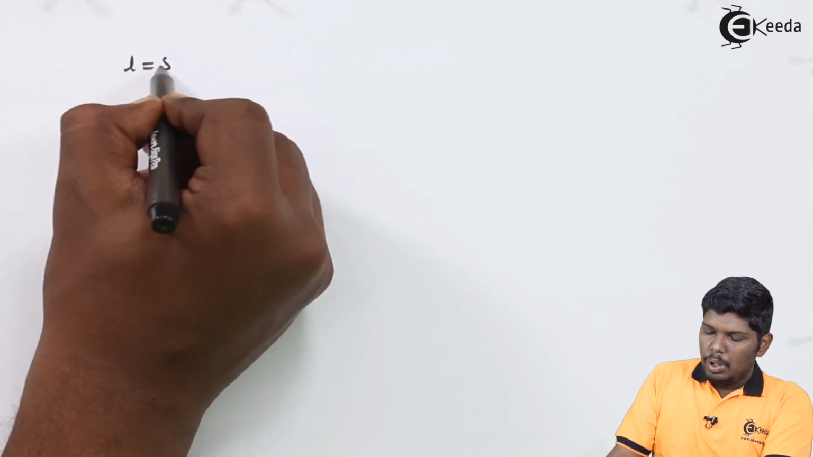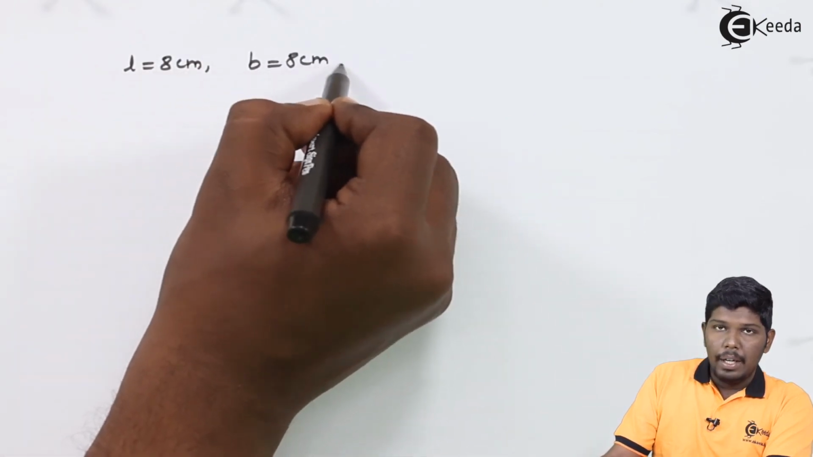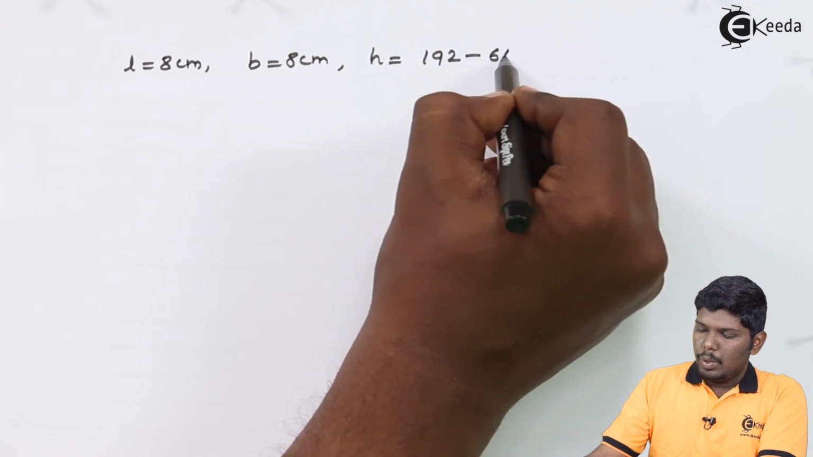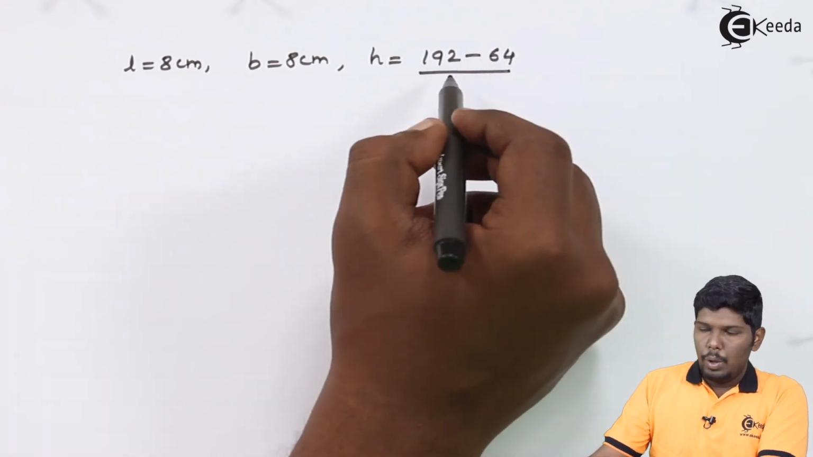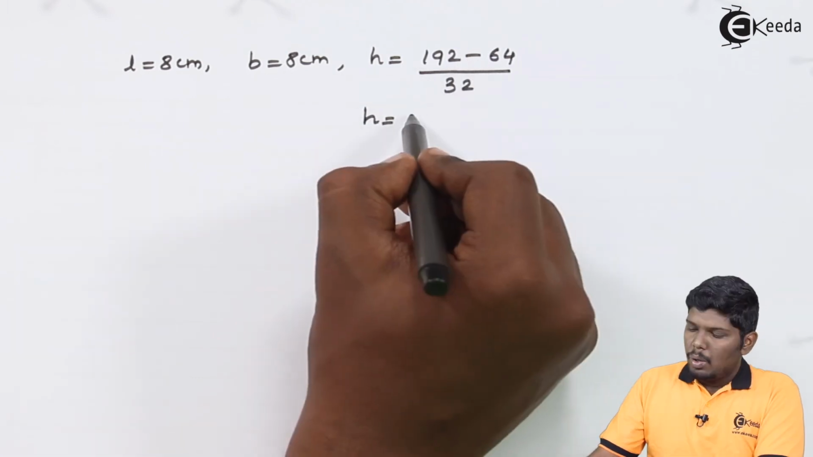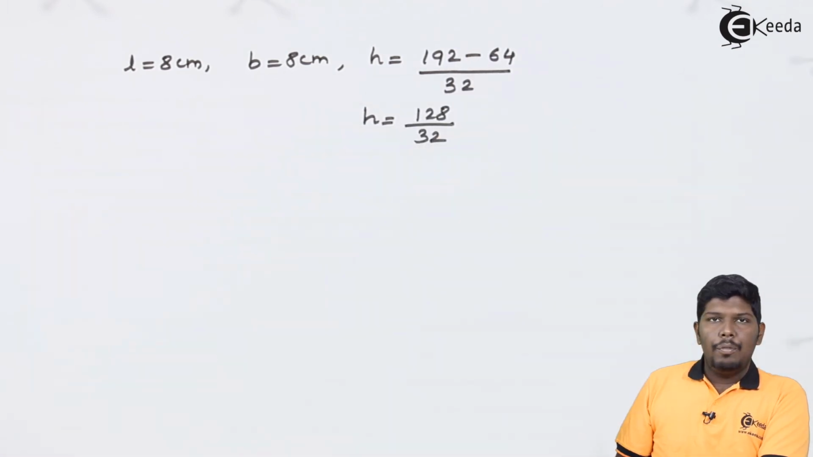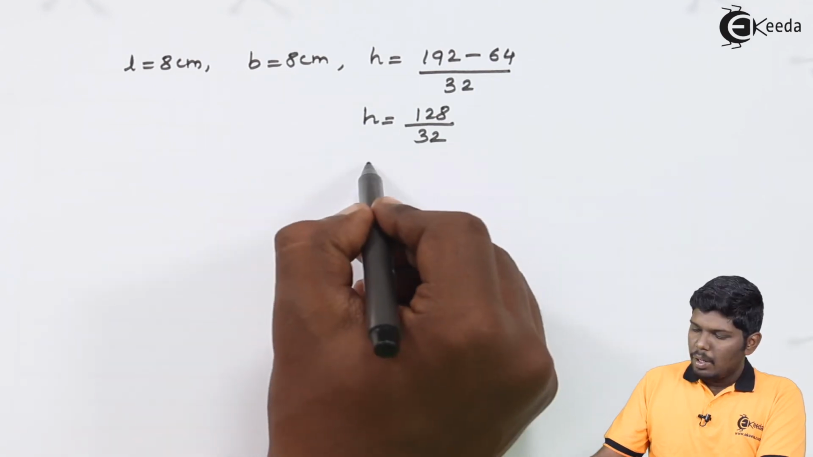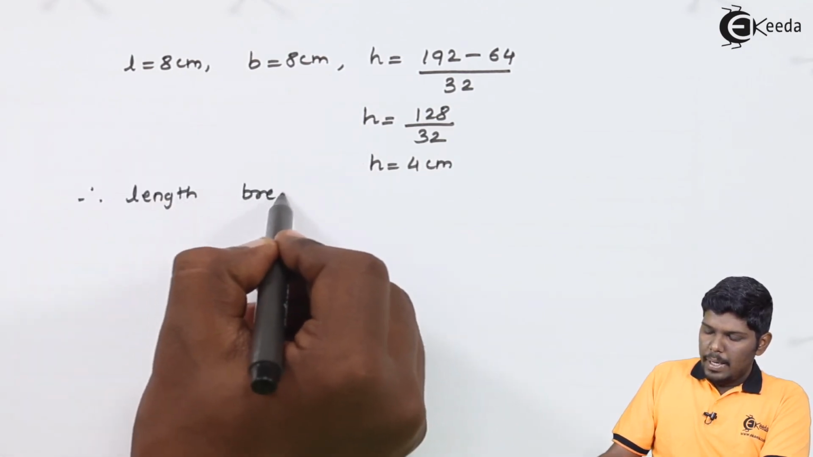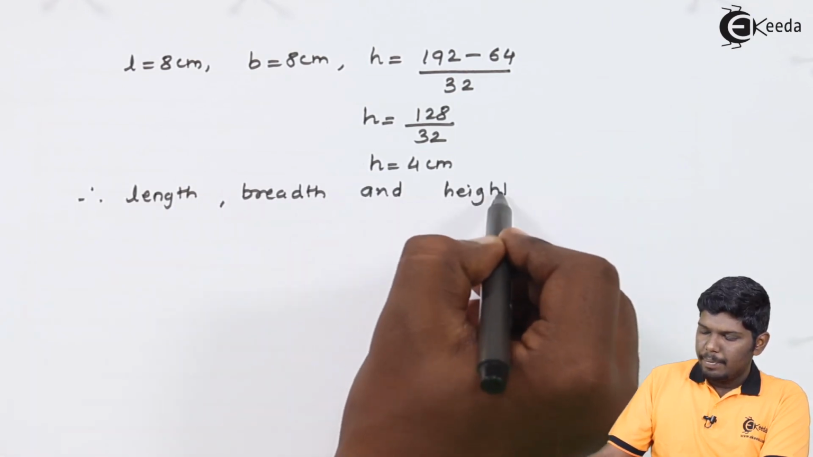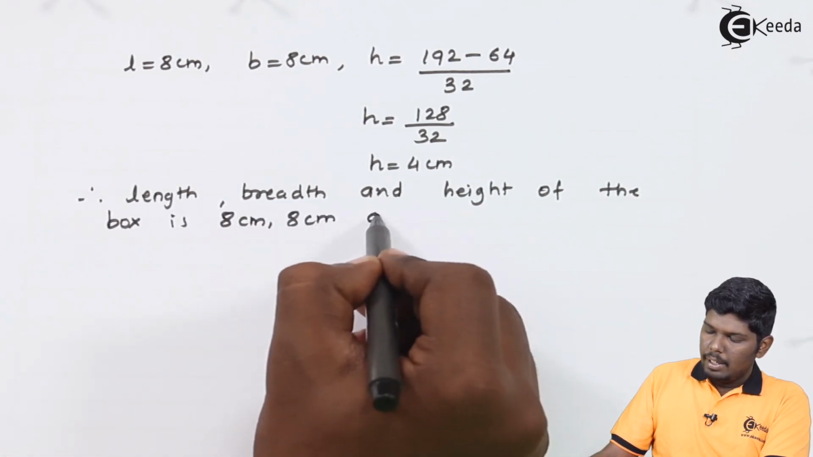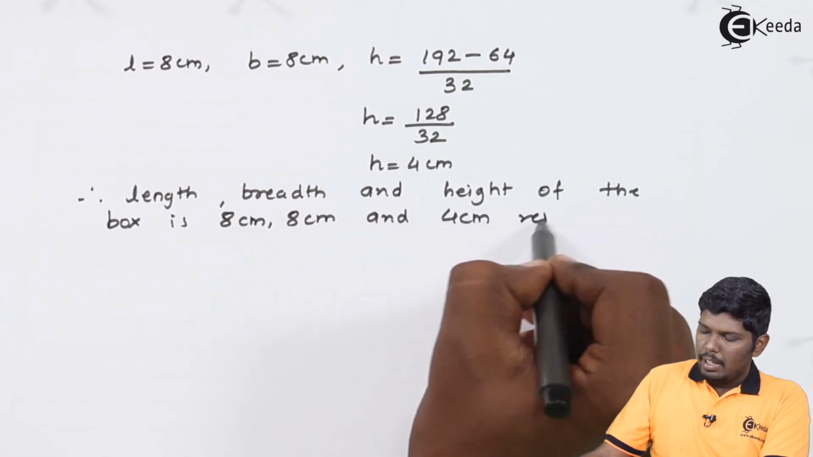This will give you length is equal to 8 cm, breadth is equal to 8 cm, and height as 192 minus 8 square is 64 divided by 4 into 8 is 32. On further solving, 192 minus 64 will give you 128 upon 32. If we further divide it by 32, that will give you 4 cm. Therefore, length, breadth, and height of the box is 8 cm, 8 cm, and 4 cm respectively.